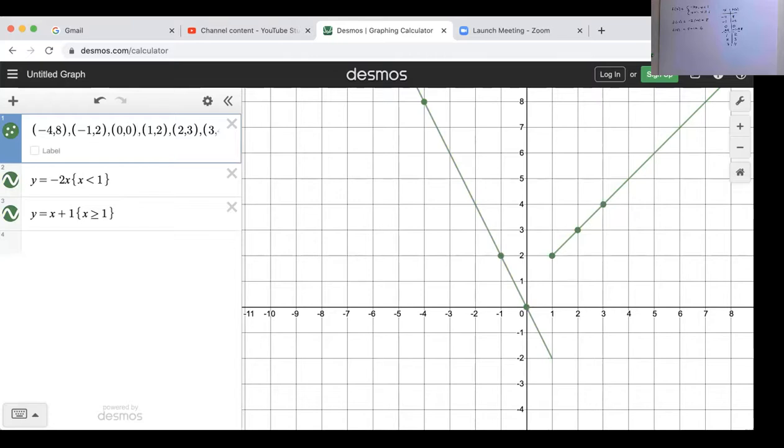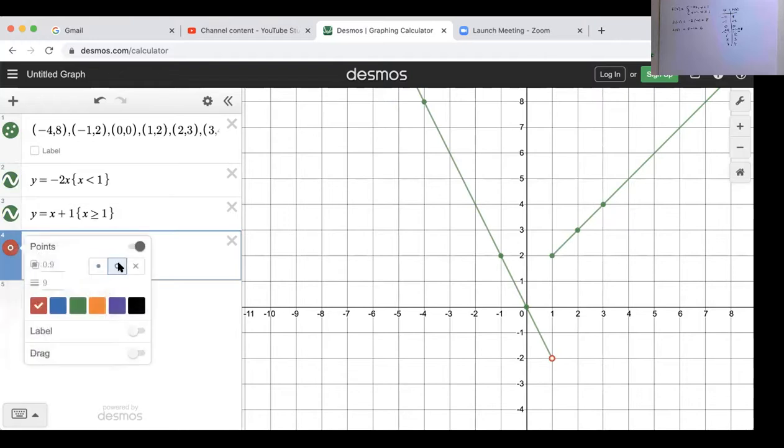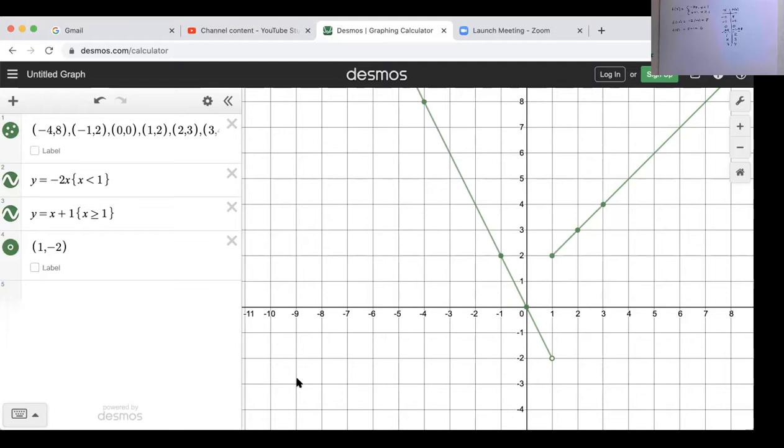What I'm going to do instead is I'm going to put an open circle here. So that's at 1, negative 2. See, this now would violate the vertical line test because we'd have a vertical line going through 2 points. But if I make it an open circle, and let's make it green so it matches the others, now we're not violating the vertical line test.